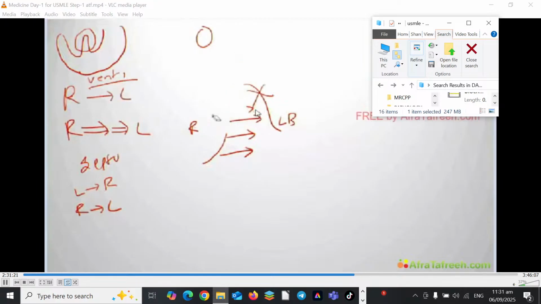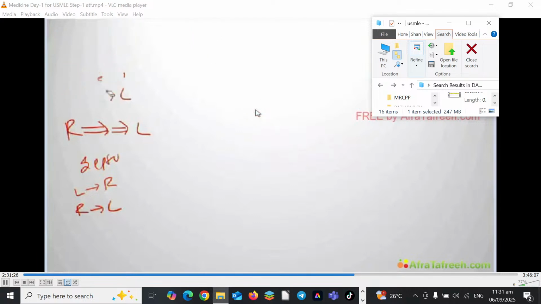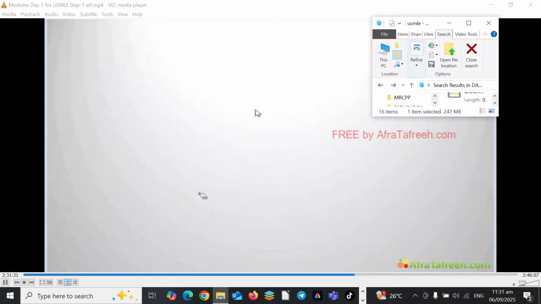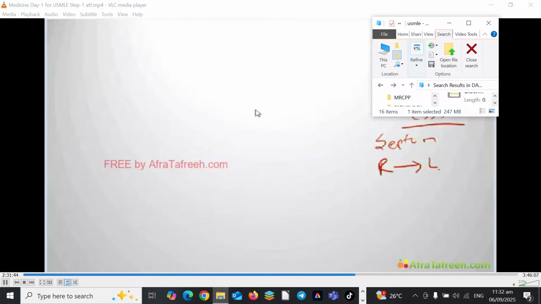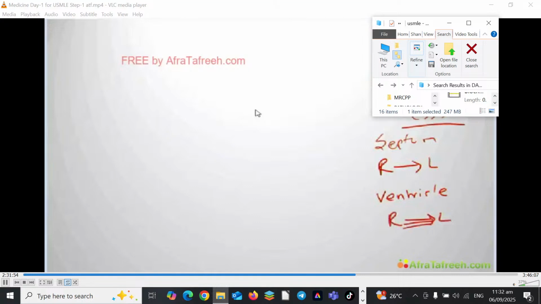So the activation which used to take place in the left ventricle will now take a much longer period of time. So I'll just write it here. The septum in left bundle branch block would be right to left. That is the septum. The ventricle would also be right to left. But this was already right to left, just it is more prolonged because now the conduction is happening through the ventricles.